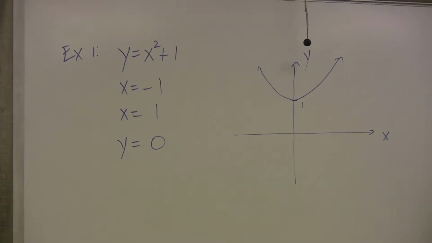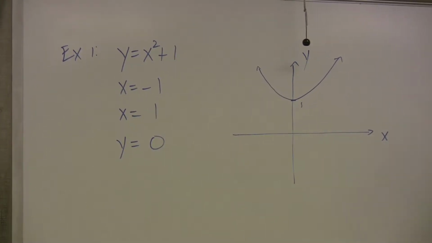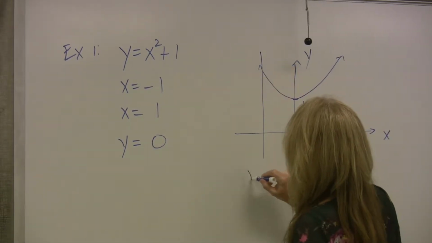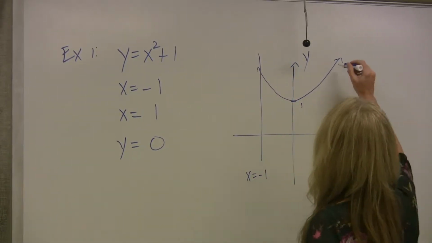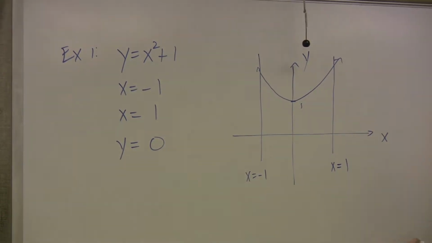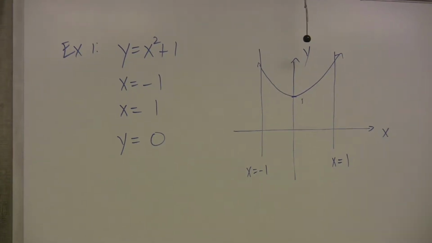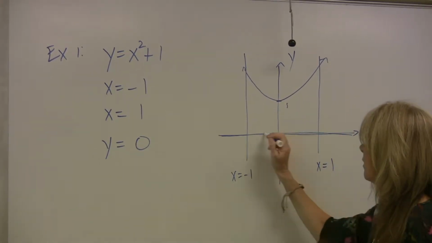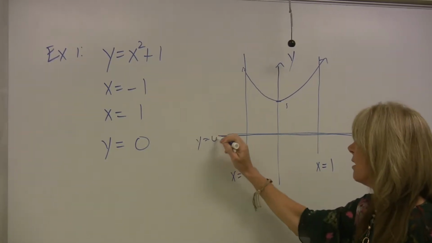x equals negative 1. Vertical line. Vertical line over here at negative 1. So here's x equals negative 1. And another one over here at x equals positive 1. And where's y equals 0? Horizontal at 0, that's actually the x-axis. This is the same as y equals 0 right here. This guy is y equals 0.